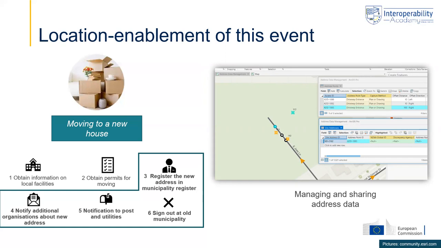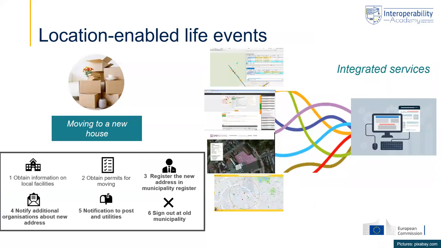We see that location data and location technologies can support this live event in many different ways. The way we presented it before, we presented this as all separate services. Now in module one, we already introduced the idea of integrated services, and that's in fact what the citizen is looking for. When he plans to move to a new house, it would be very easy for him if that would be considered as one integrated service, where all the different authorities involved in providing these services would work together and make use of the same information, in the sense that if a citizen plans to move to a new house, the transactions related to these services will be integrated and automatically completed by each of the public administrations involved in this process.